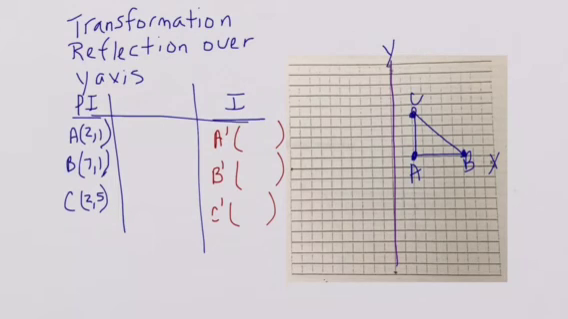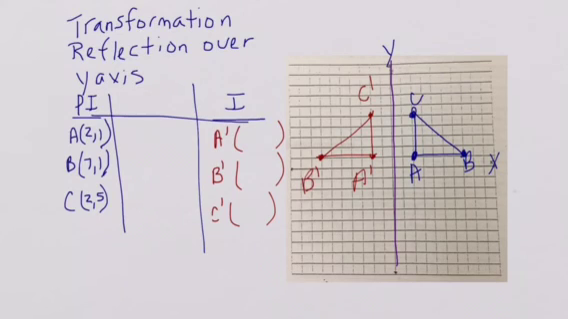Now for the y-axis, you'll notice that I have the y-axis highlighted in purple, and now we're going to do the same thing. We're going to stand on the y-axis, and we're going to see that we went 2 to the right to get to A, so we're going to go 2 to the left to get to A prime. And you'll see that we went 7 to the right to get to B, so we're going to go 7 to the left to get to B prime. And you'll see that we went 2 to the right to get to C, so we're going to go 2 to the left to get to C prime. And you can tell that the shape simply flipped over the y-axis.